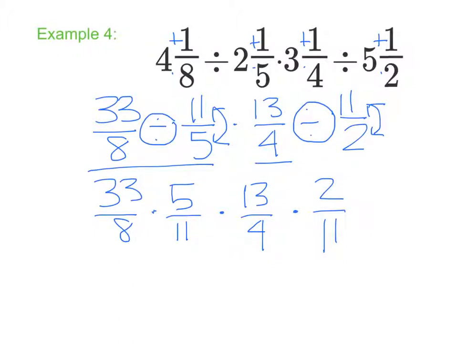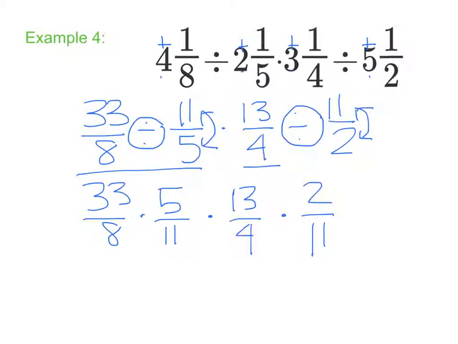Since everything is being multiplied, I actually don't have to follow the left to right because I can multiply all the numerators together and all the denominators together. All I need to do is look for things that can cancel before I multiply. Well, I see 2 and 8. 2 will go into 2 one time, and 8 4 times. I also could cancel the 11 and the 33. 11 will go into 11 one time, and 33 3 times.